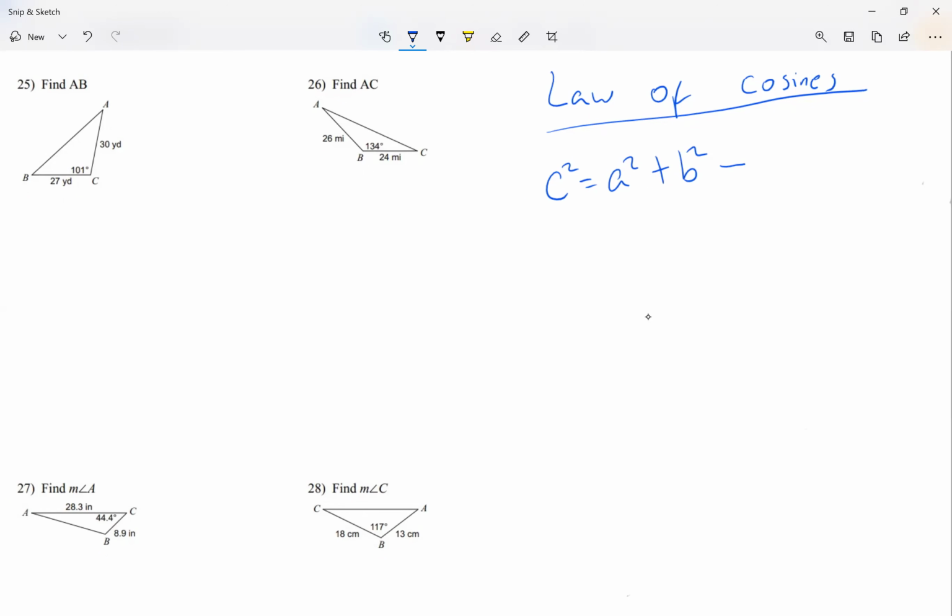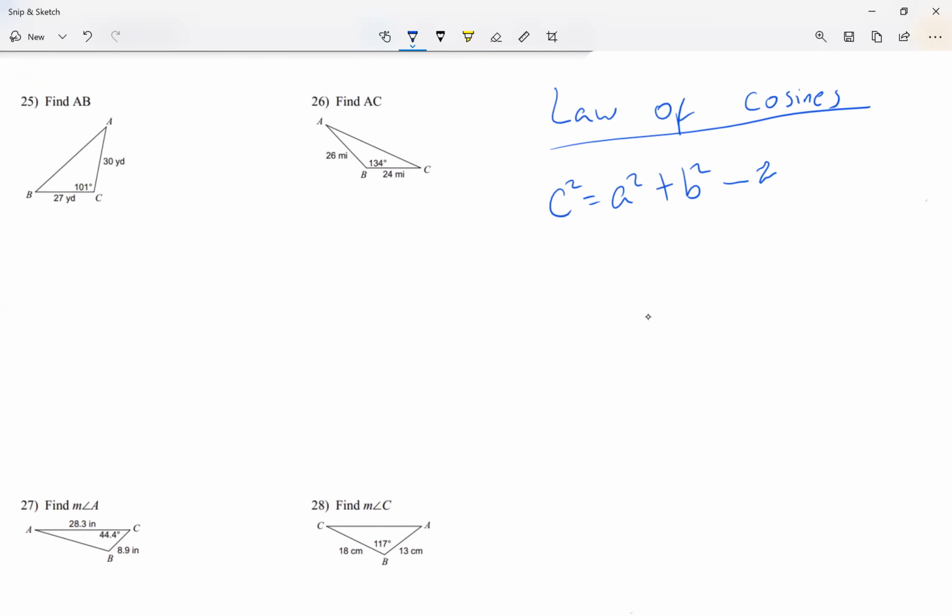keep in mind, I'm gonna do something here. I'm gonna go 2. Well, that 2 does not look good. So again, this whole thing erase. The law of cosines is: c squared equals a squared plus b squared minus 2 times a times b times cosine of angle A. Now you guys might be like, wait a minute.